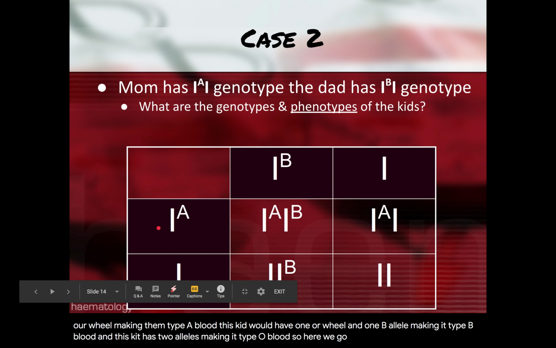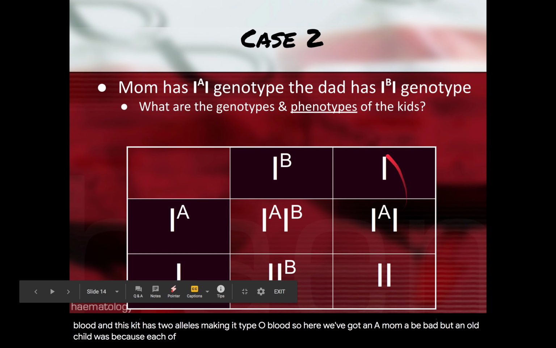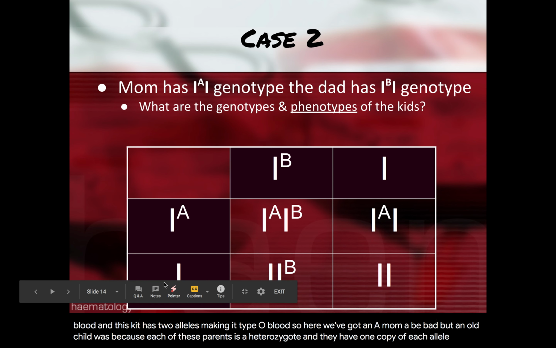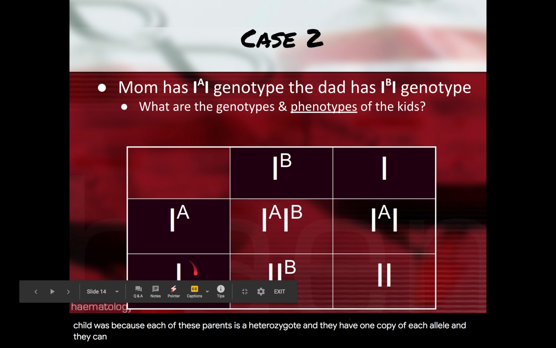So here we've got an A mom, a B dad, but an O child. This is because each of these parents is a heterozygote, and they have one copy of each allele, and they can pass on this O allele, which is recessive to both A and B.